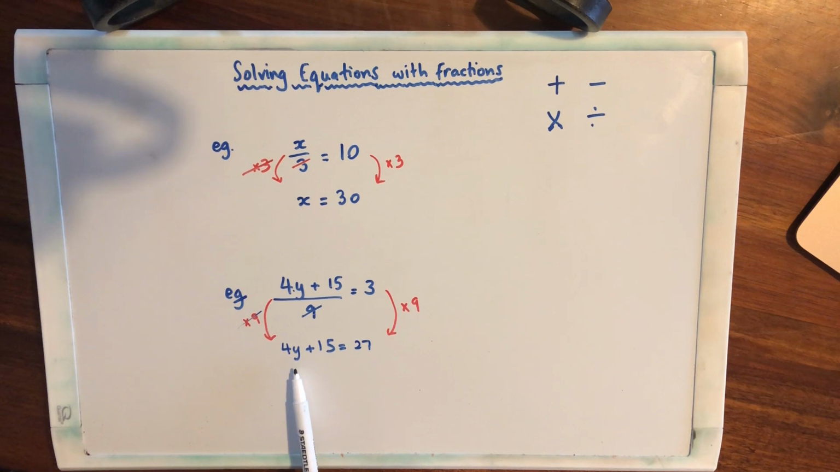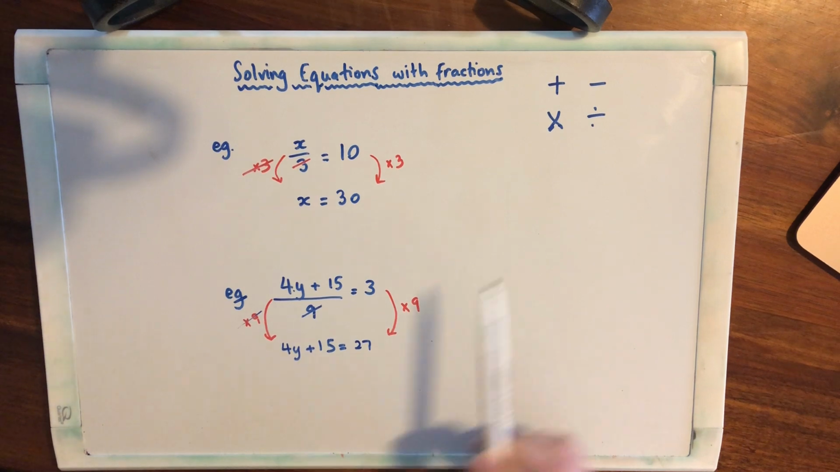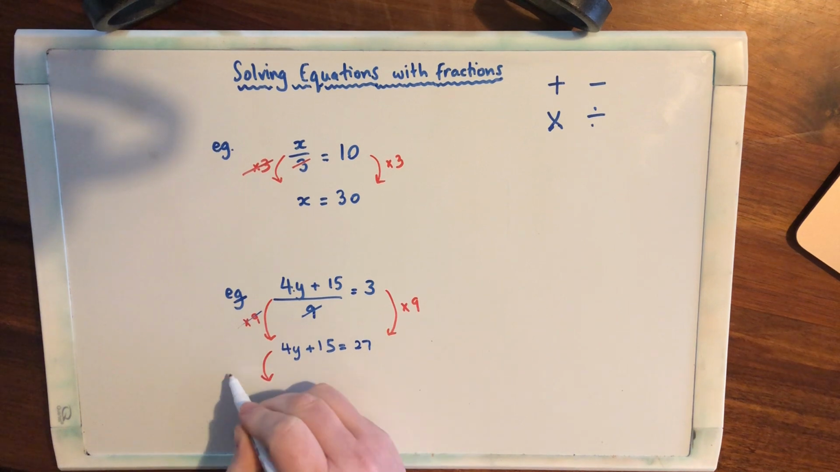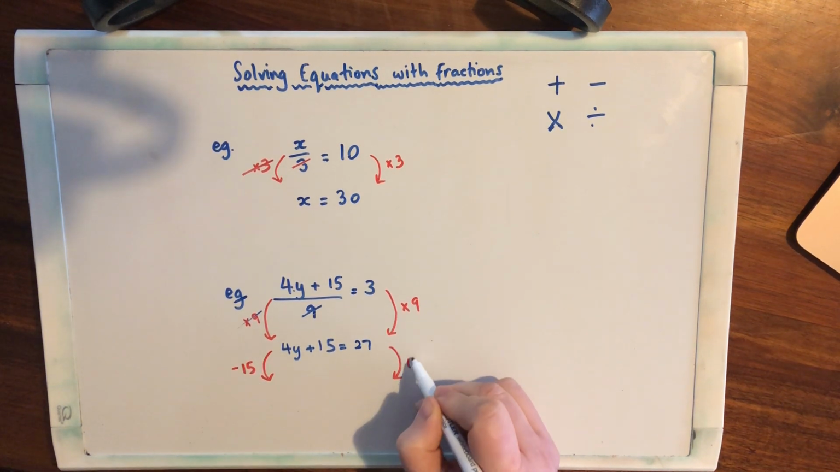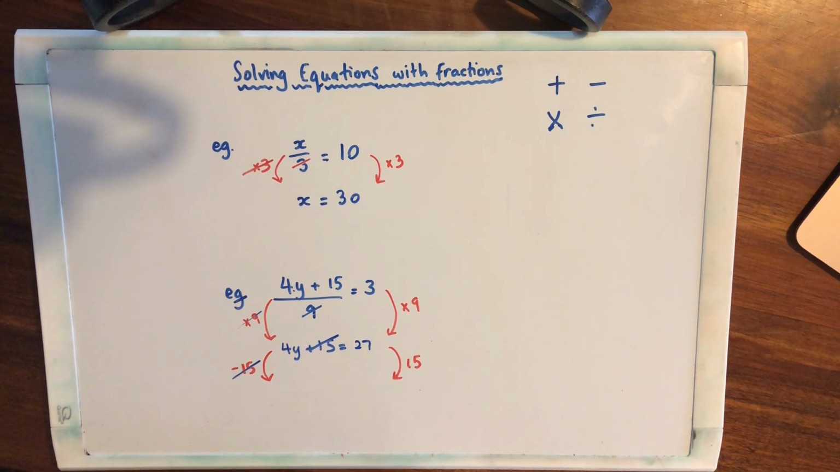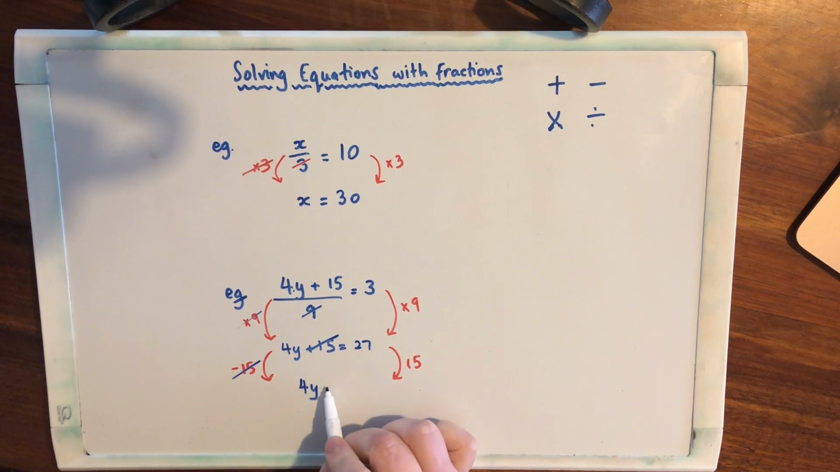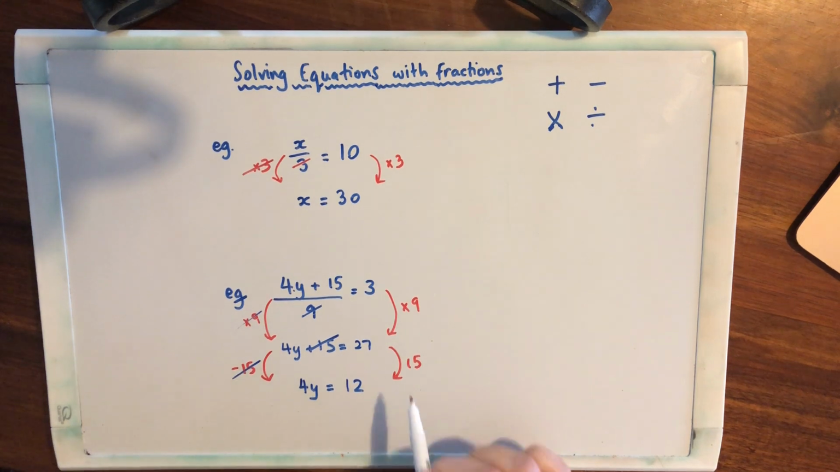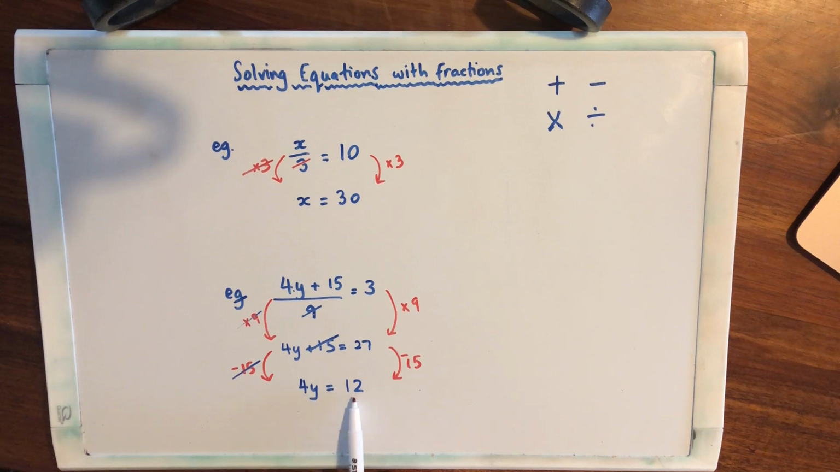Now it looks similar to some of the questions you might have done in the textbook. So that y is still not by itself. It's tied up with this 4 times y. The easiest thing to do would be to go to the number and get rid of the number first. Now I know the number is a positive, so what's the opposite of a positive? It's a negative. So I'm going to have to take away 15 in this case. My second step is to take 15 away on both sides. The positive 15 cancels out with a negative 15, and then I just have 4y equaling 27 take away 15, which is 12. So here we have 4 times y equals 12.